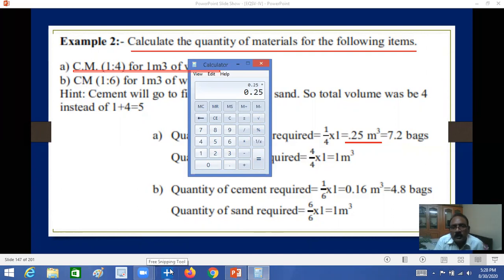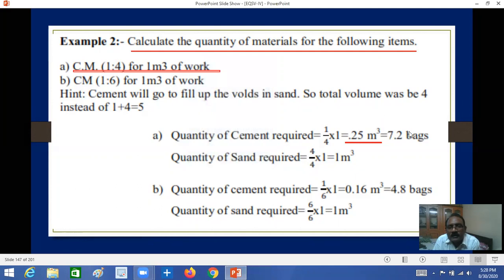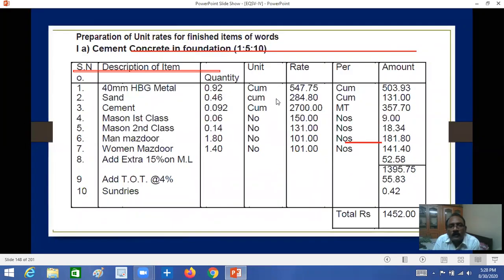1 cubic meter of cement is 1,500 kgs approximately, multiplied by 0.25. That requires so many kgs, divided by how many kgs per bag? 50 kgs. How much will you get? Approximately 7. Here he has taken 7.2.